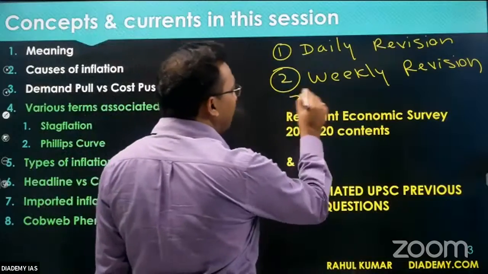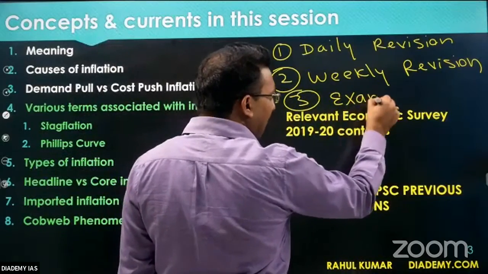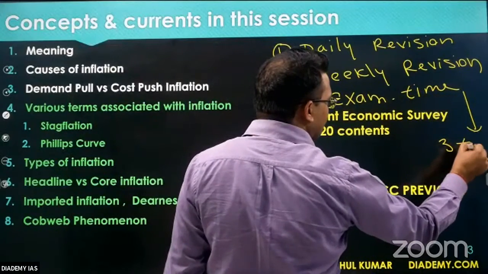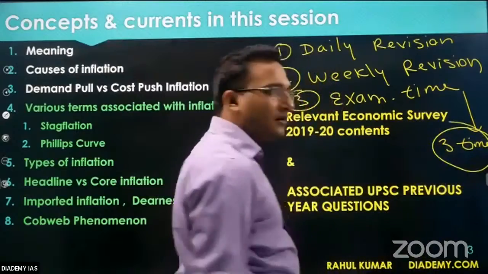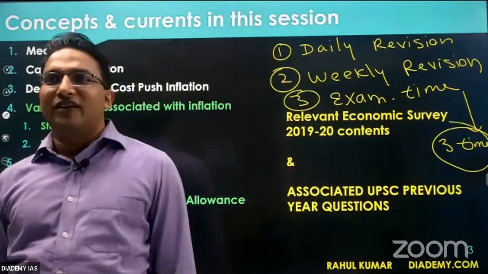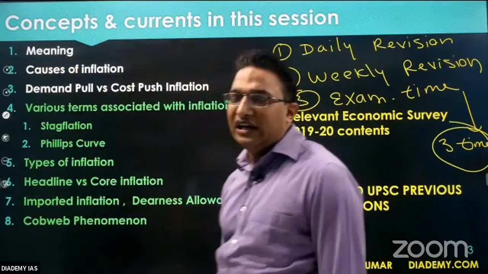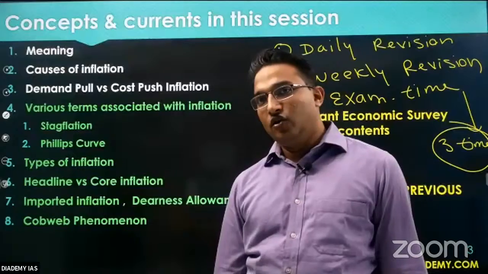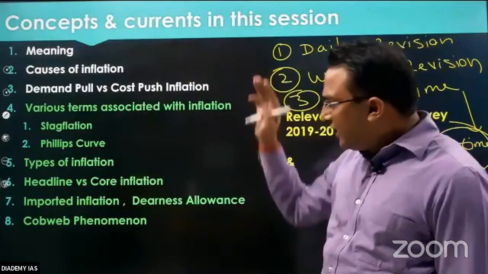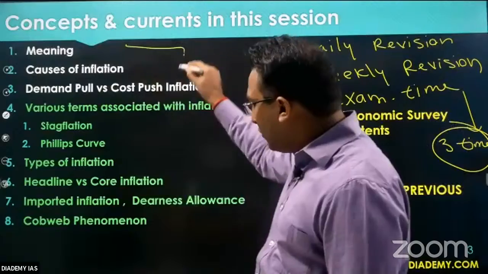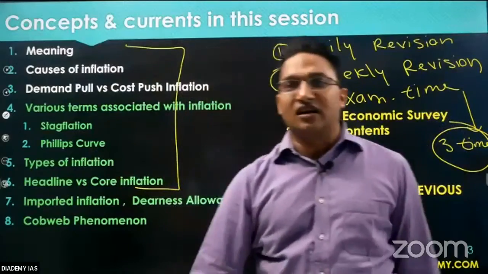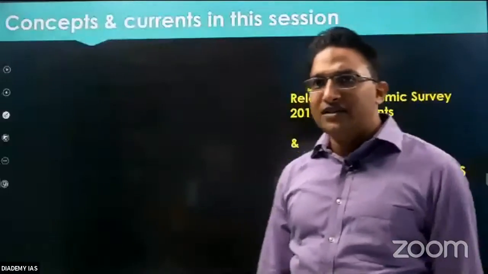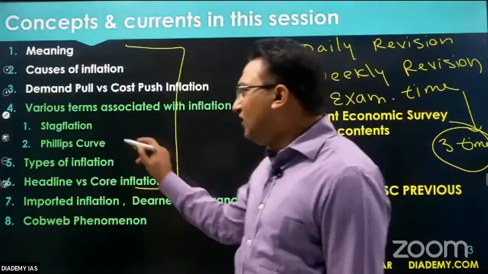And third is the exam time revision. So in the exam time, in the last 1 month, you must again revise 3 times. This kind of methodology will really help you in increasing the marks and becoming an IAS at a fast speed. Okay, so we have discussed all these things in the last class. From here to here we discussed in the last class, which we just quickly revised. Now we will start the new concepts and we will basically start with stagflation and the Phillips curve.